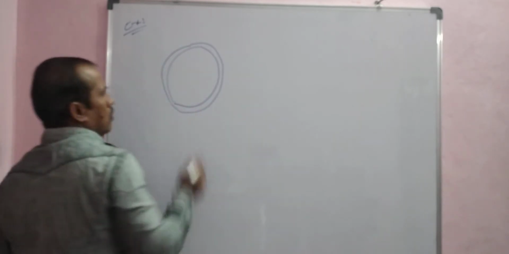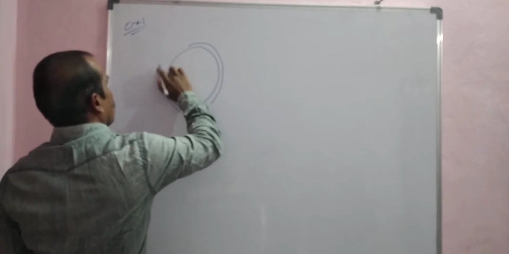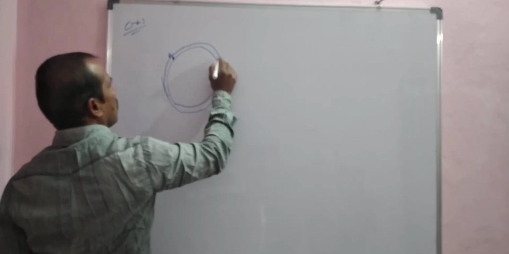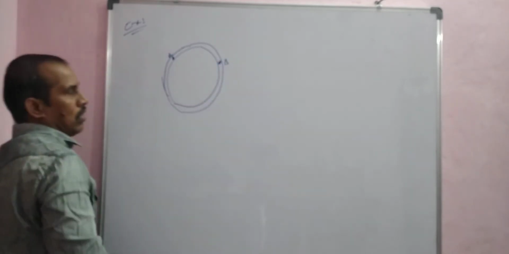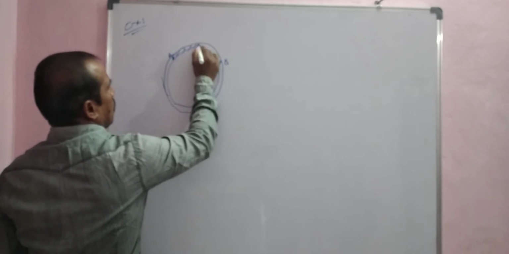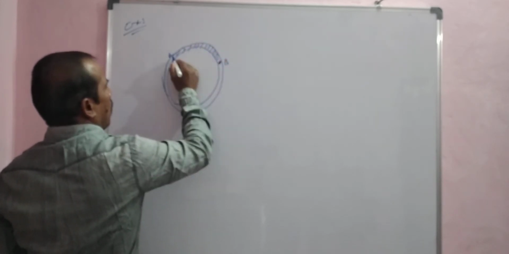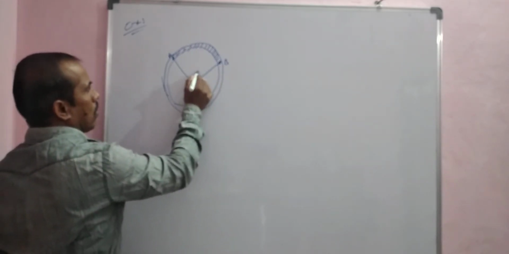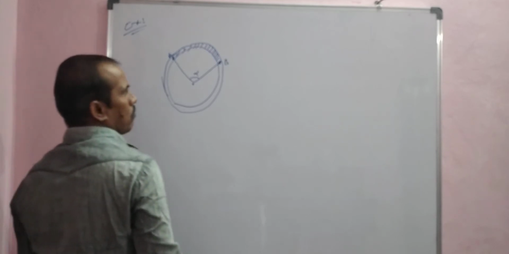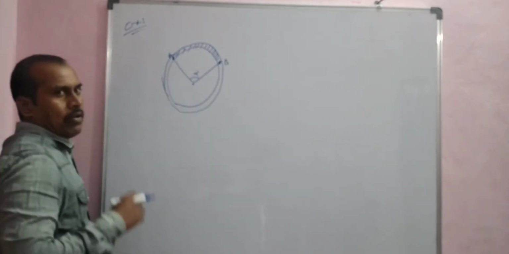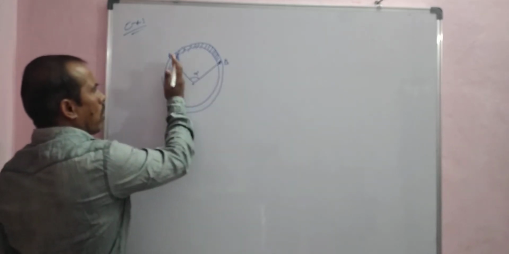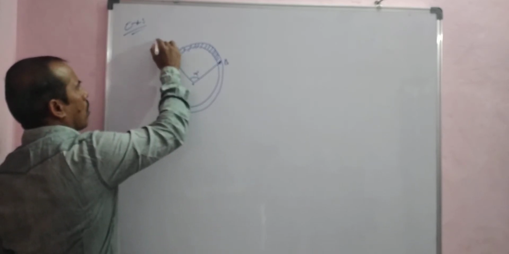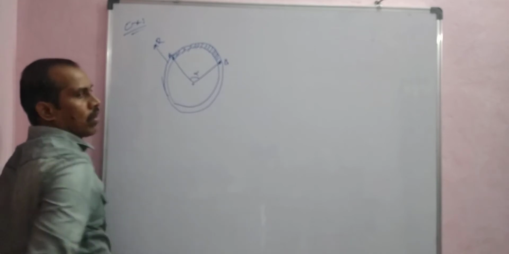So for the 2 points, for example, this is one point, A point, and this point is B point. This portion subtends an angle alpha at the center. This is alpha. These are the 2 points. The total resistance of this ring is R.